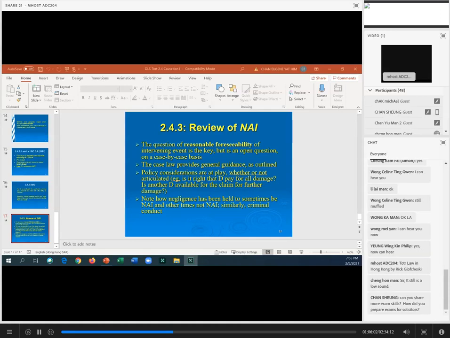Okay, so the courts are very keen to protect the interests of employees. So we'll be looking at causation in the employer-employee relationship. But we won't do it now. We'll do it after the break.